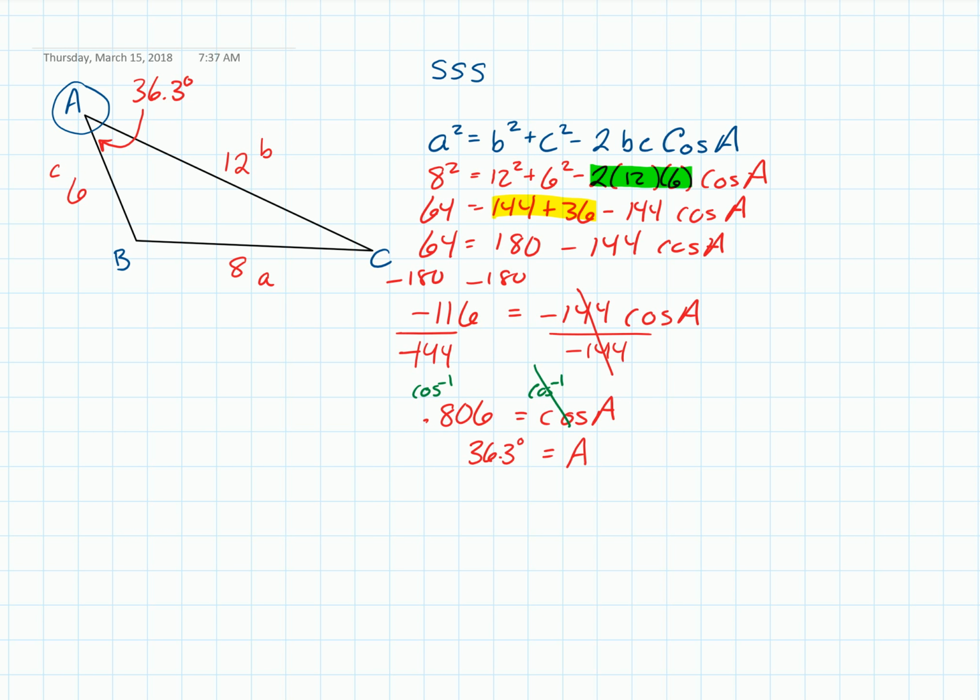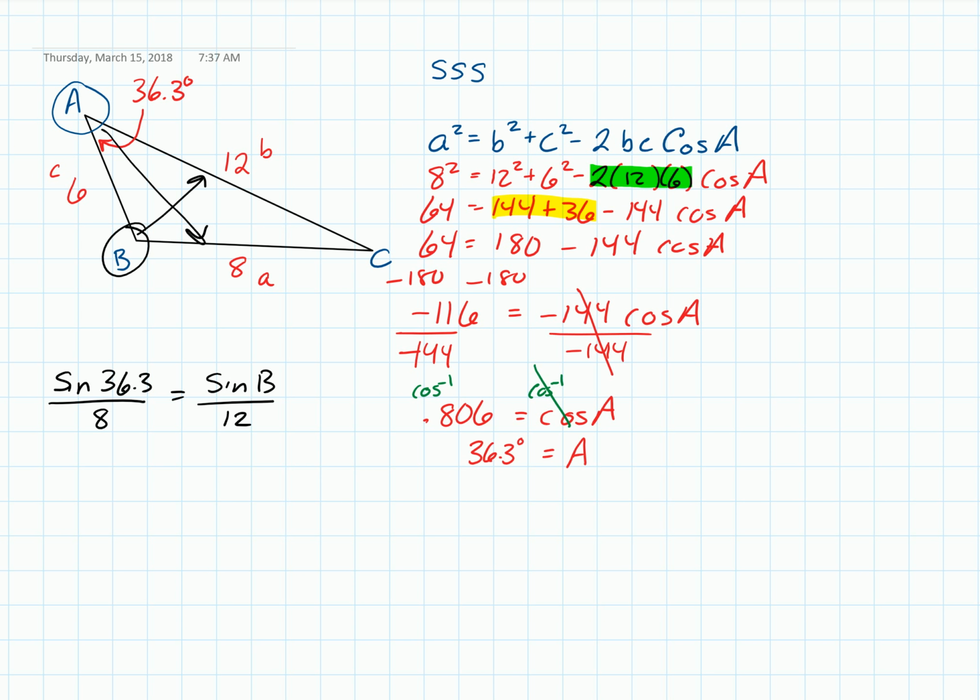Now, in your homework, you are asked to solve the triangle, and so even though we've solved for angle A, we still have angle B left. The law of cosines can be very cumbersome, as you can see, and so you might wish to switch to the law of sines, which is a little bit quicker. So what I'm going to do is put the sine of 36.3 over 8. You see how these are across from each other. And I'm going to put angle B over 12. So the sine of angle B over 12.